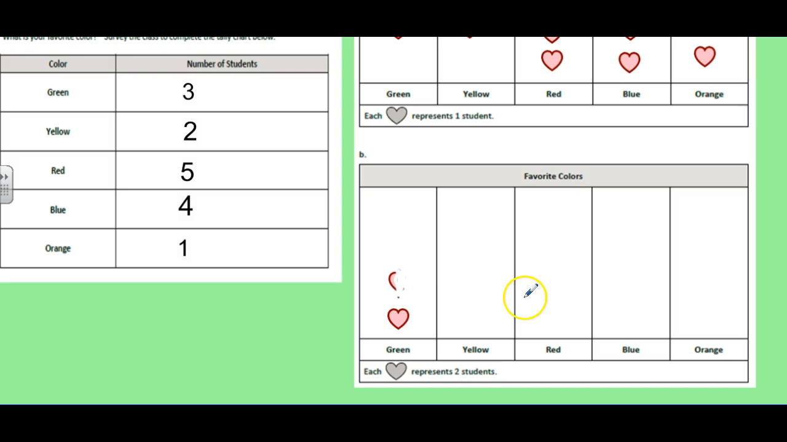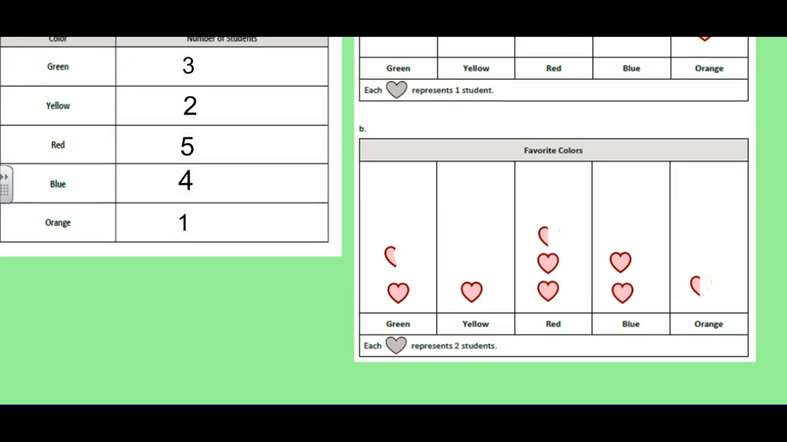So if you want to finish filling in this chart on your problem set and using your tally table to help you fill in this chart, and whenever you're ready to move on to the next problem, you may push play. Okay, so if you're looking at my chart and mine matches my tally chart, make sure that your picture graph matches your tally chart and that you have some half hearts where you need them to represent 1 student.